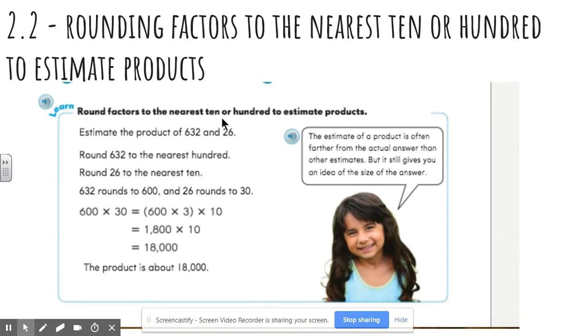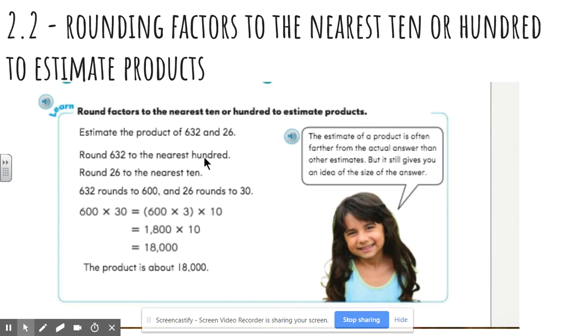Be sure to write down the title of this video, which is round factors to the nearest 10 or 100 to estimate products. And our first example is estimate 632 times 26. So step one, you'll round 632 to the nearest 100, which is 600. You'll round 26 to the nearest 10, which is 30.